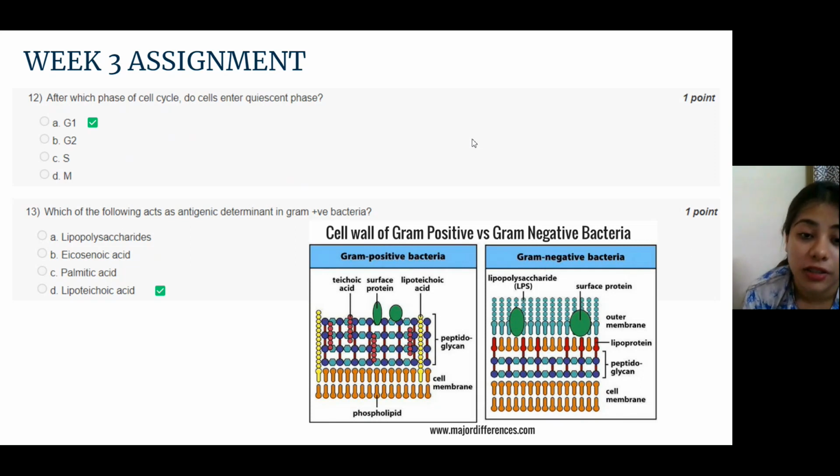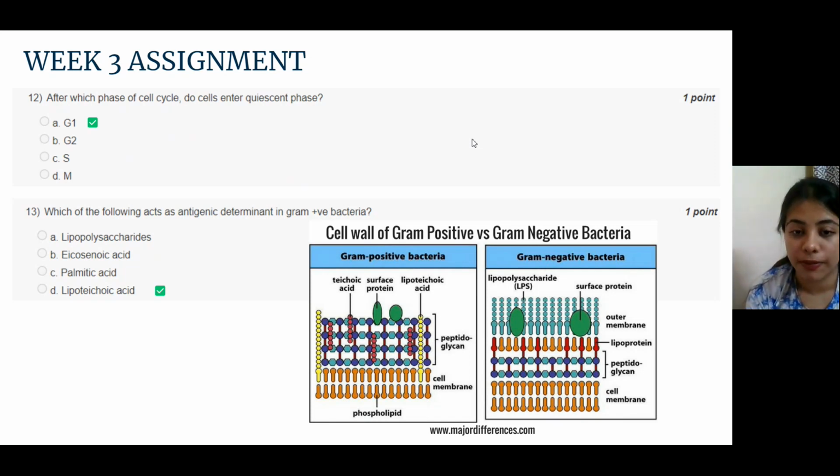Then in question 13, we have been asked which of the following acts as an antigenic determinant in gram-positive bacteria. I think we had discussed this in the last session, but in case somebody was not there or you're not familiar with it, very broadly speaking, any protein or chemical entity can be considered an antigen if an antibody can bind to it, which means that if it is on the surface and an antibody can bind to it, then that is an antigen.